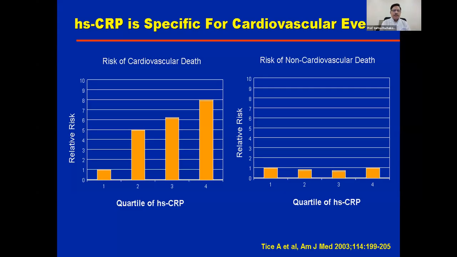HSCRP is specific for cardiovascular events. As you can see, first quartile, second quartile, third quartile, fourth quartile. As the HSCRP increases, relative risk is increasing. Risk of non-cardiovascular death is the very same across all quartiles of HSCRP. Cardiovascular death only is influenced. Non-cardiovascular death is not affected by the HSCRP.